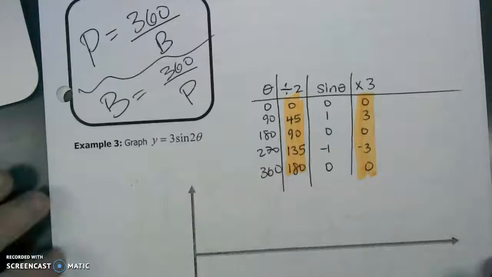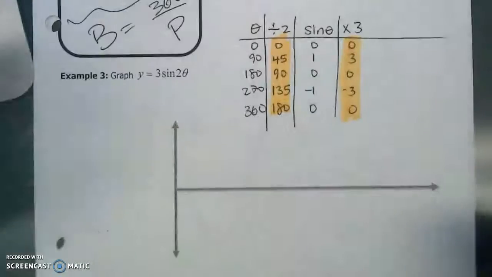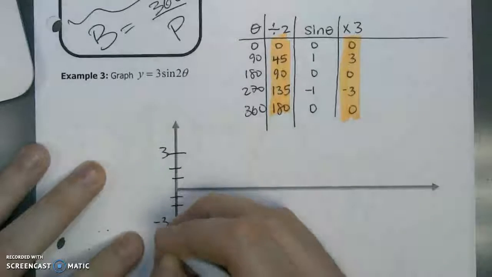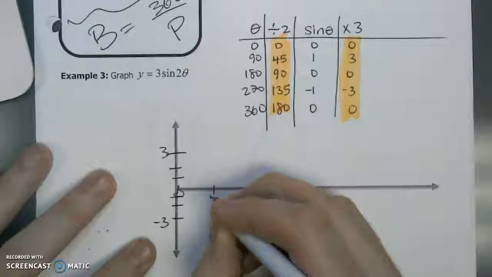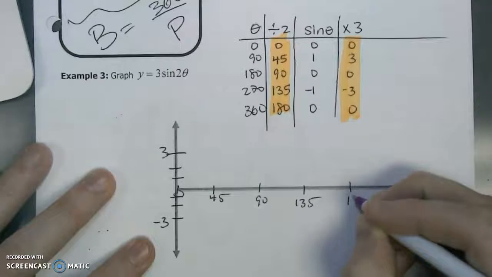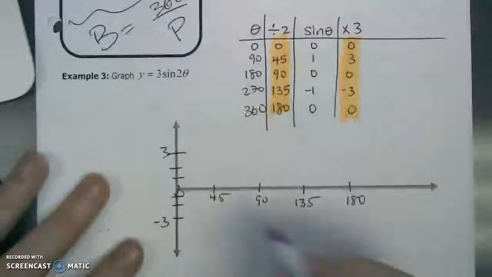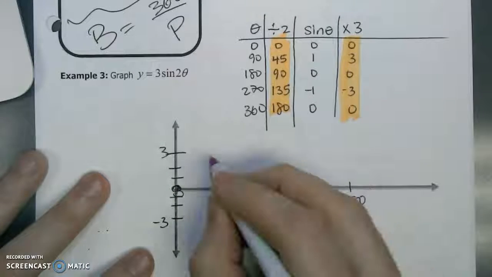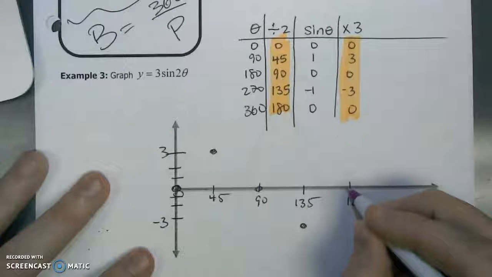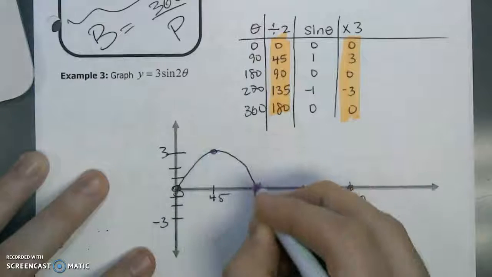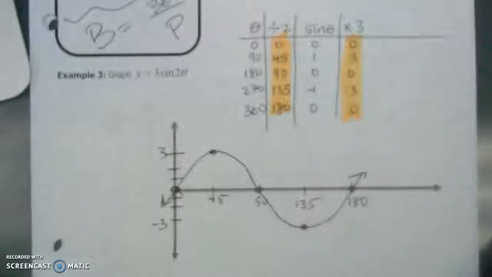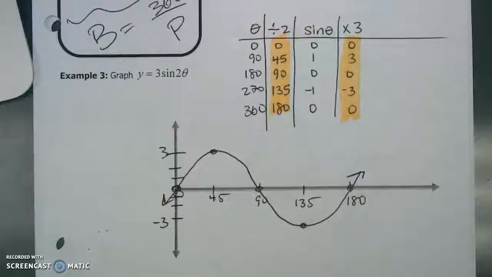And when we plot those, we're going to go up 3, down 3. We're going to start at 0, then 45, 90, 135, 180, and 0 is at 0, 45 is at 3, 90 is at 0, 135 is at negative 3, 180 is at 0. Connect them with a smooth curve. There is your sine wave.